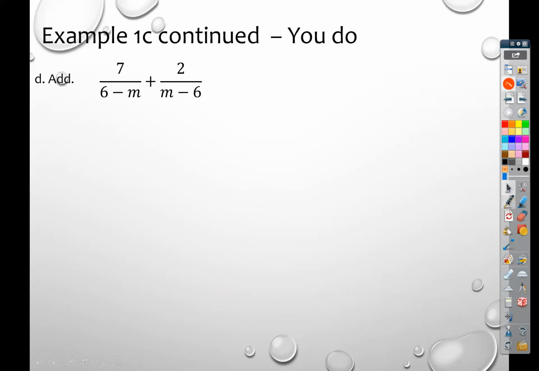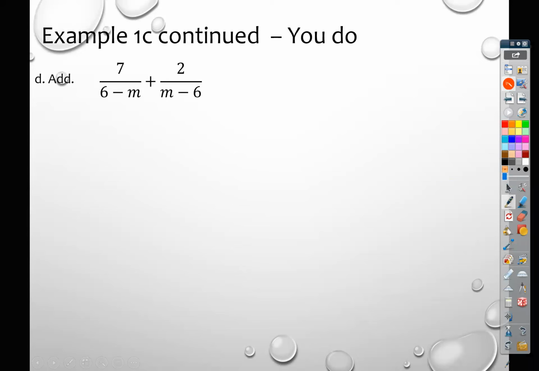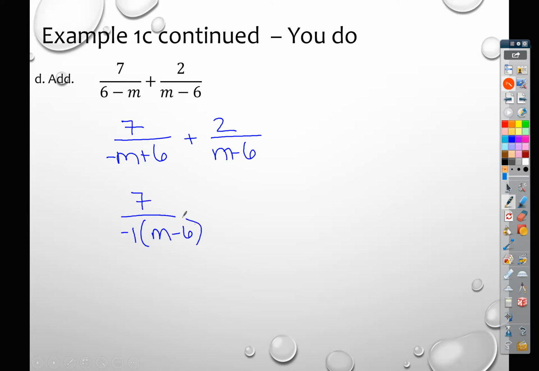All right, here's one more for you to try. Okay, I am going to change this first denominator. I want to change the order of it. I don't like it like that, because I want all my variables in standard form if possible. Okay, now I'm going to factor out a -1 from that denominator because it does not match the other one. Now it does. So the denominators are the same.